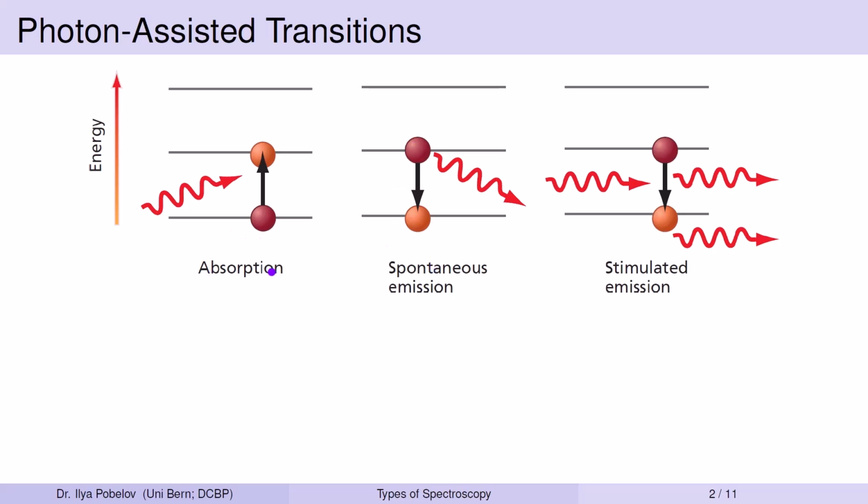There are three primary processes to be aware of. They are illustrated in this figure. Here, the red filled circles indicate the initial and the orange filled circles represent the final energy levels. Absorption. Here, an incident photon is absorbed by the atom or molecule, causing an electron to transition to a higher energy level.